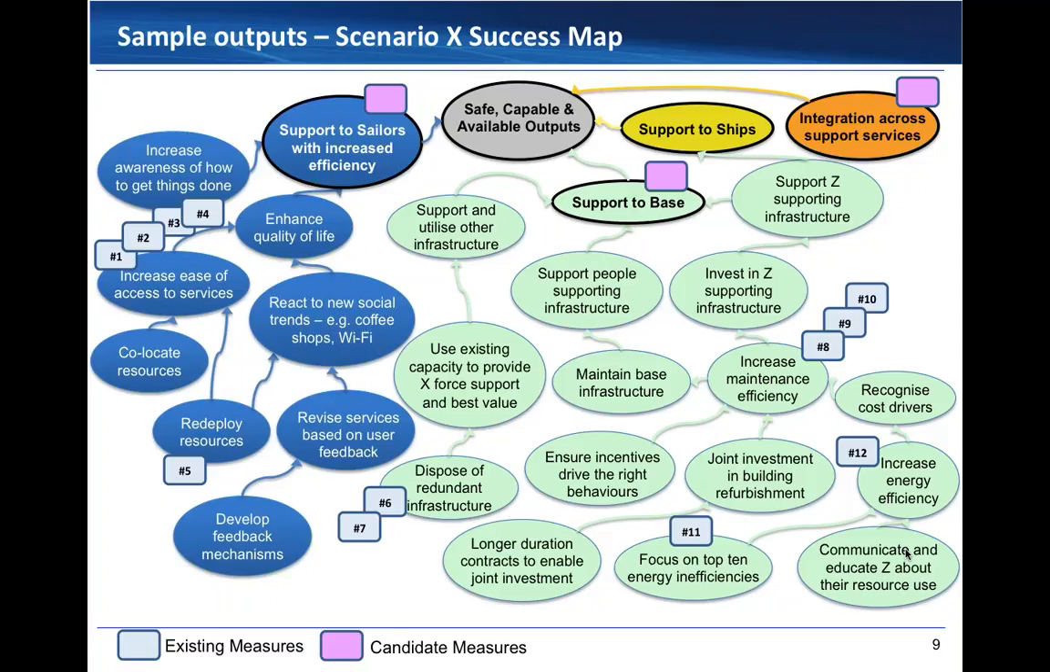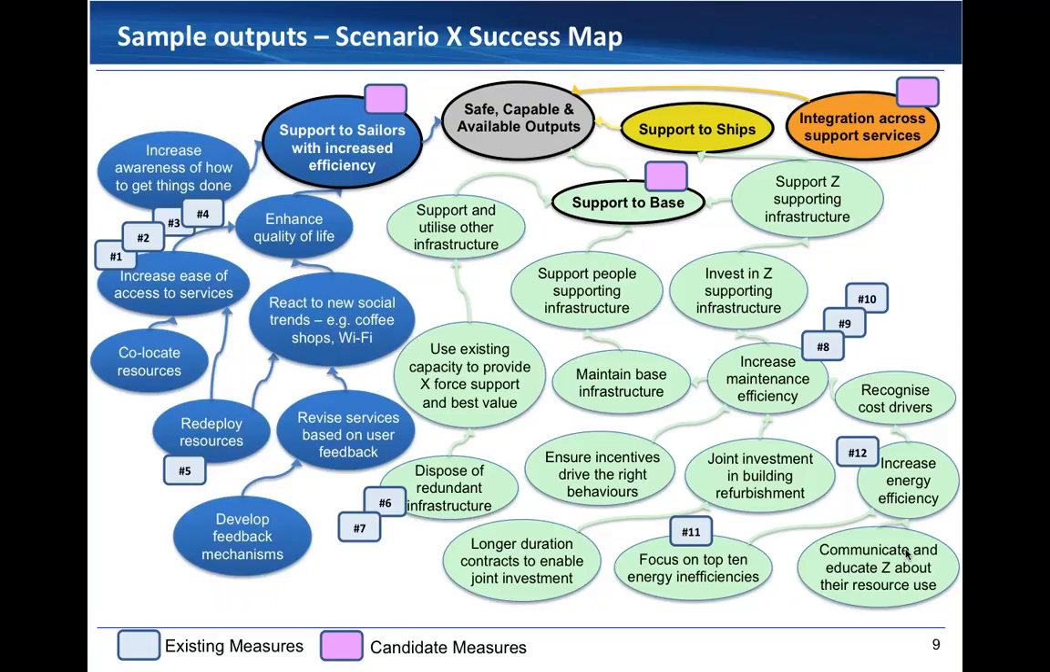I won't go through the whole picture here, but you can see the success map. And the way we built this picture was to get together a cross-functional team from the different partners involved in delivering the service, and got them to explain what success looked like for them, and to articulate the logic of what levers they were trying to pull. Because WISME was an existing contract, we then looked at the existing measures.